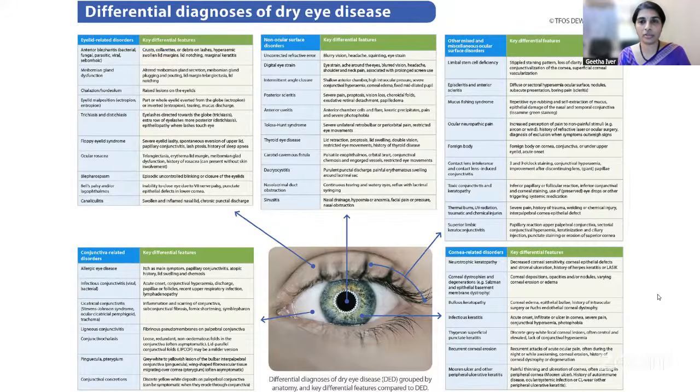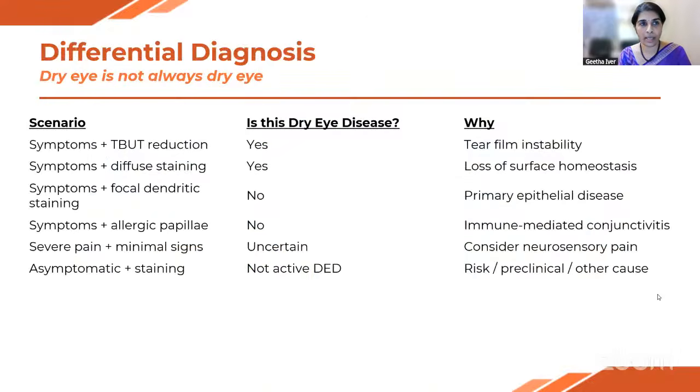Now we know that the differential diagnosis for dry eye can be exhaustive, as you can see on the list here. Dry eye is not always dry eye, and that is why it is important that we exclude differential diagnoses. You could have symptoms plus TBUT reduction; is this dry eye disease? You could have symptoms plus diffuse staining. You could have symptoms plus allergic papillae leading to tear film instability, in which case it would be an allergic disease and not dry eye disease.